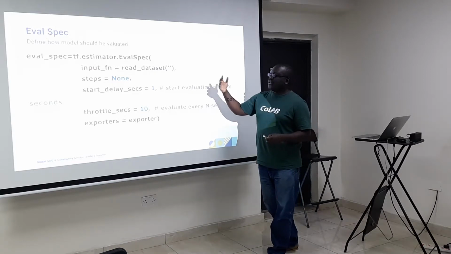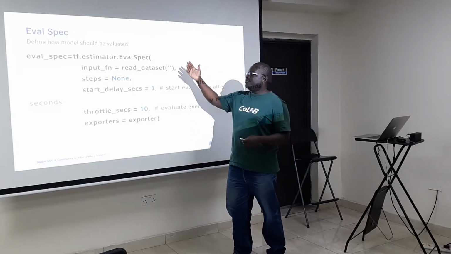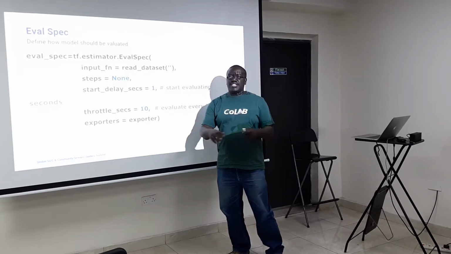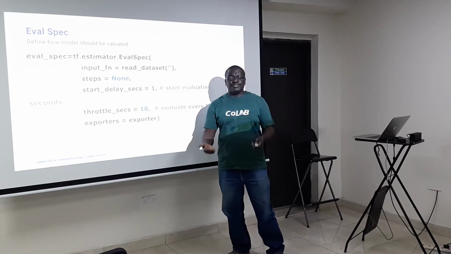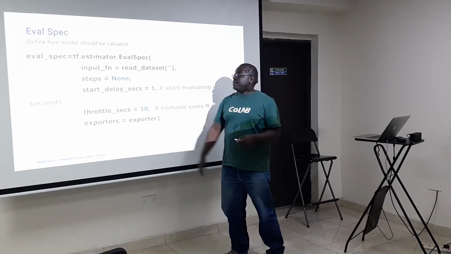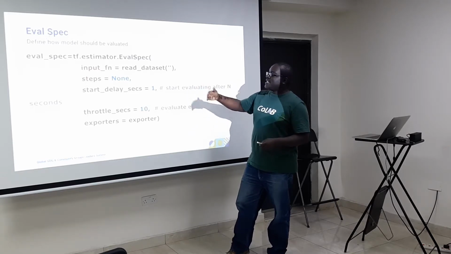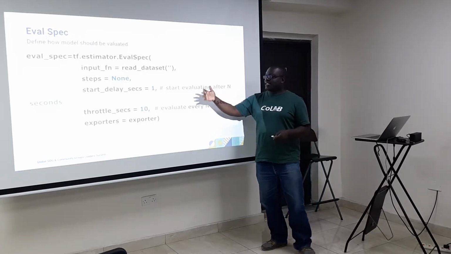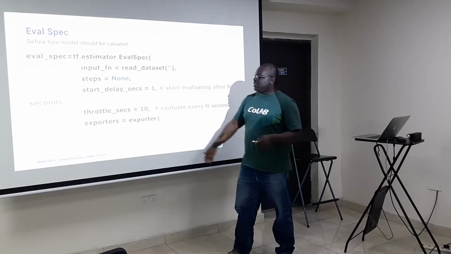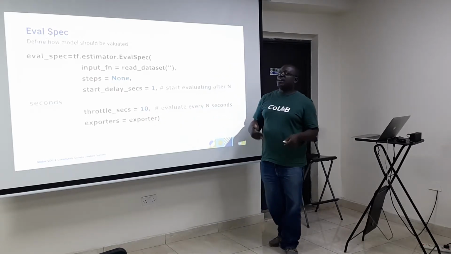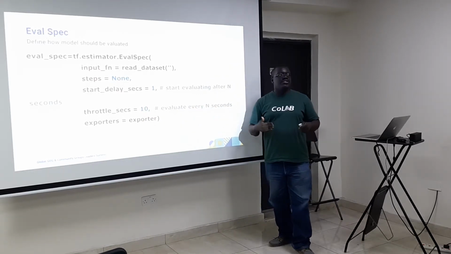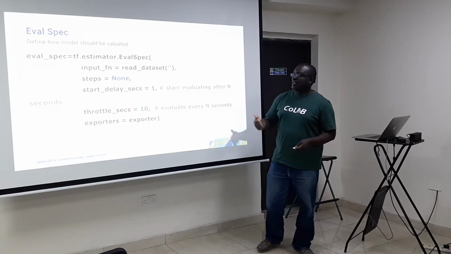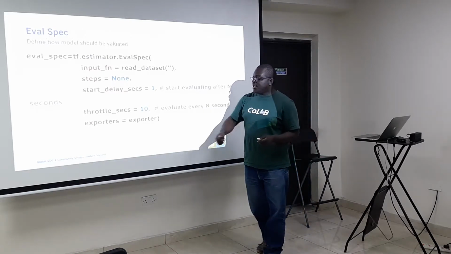We also need to define an evaluation spec in which we give it the evaluation input function. When we do an evaluation, we only go over the data once, but the data is completely different. And we can specify how much time we want to allow for the model to train before we start evaluation. So that's what our start delay seconds is. Our throttle seconds is saying how much time do we want to give in between training before we evaluate the model. So you don't want to just keep evaluating the model every second or something. You want to give it some time. In this case, we're giving it 10 seconds.